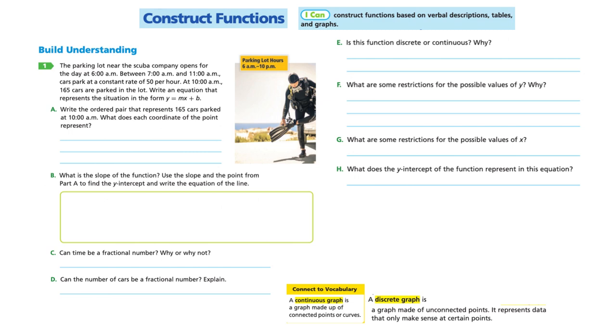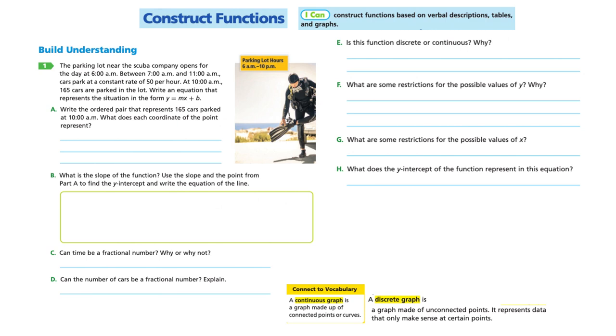So let's look at A. Write the ordered pair that represents 165 cars parked at 10 a.m. What does each coordinate of the point represent? B. What is the slope of the function? Use the slope and the point from part A to find the y-intercept and write the equation of the line. C. Can time be a fractional number? Why or why not?